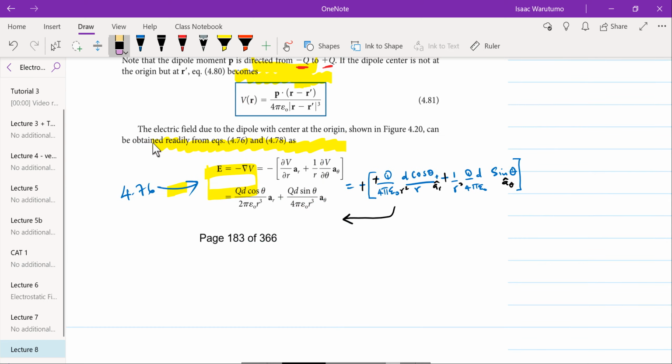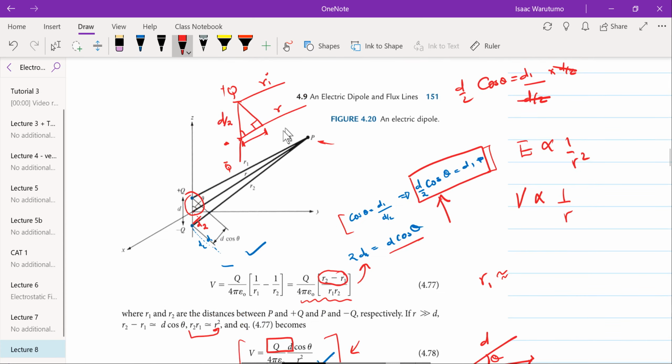The next step that we need to do is to evaluate the electric field due to the dipole, as we have seen for the one that has its center at the origin, the one that we have shown in figure 420 above. So we want to evaluate the electric field. What we have already done is to evaluate the potential at the point P, and now what we want to evaluate is the electric field strength at the same point P.